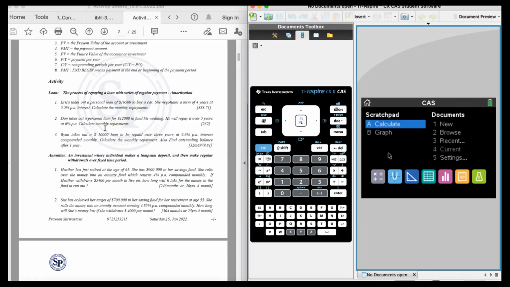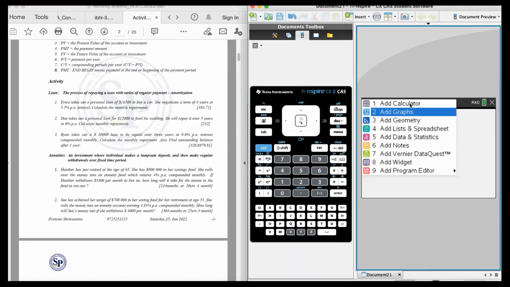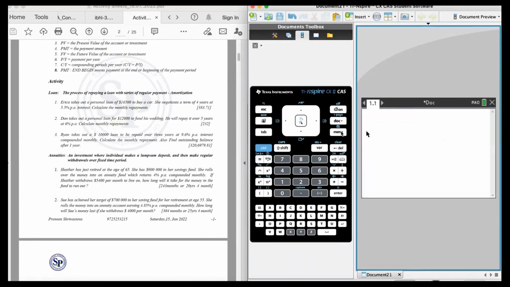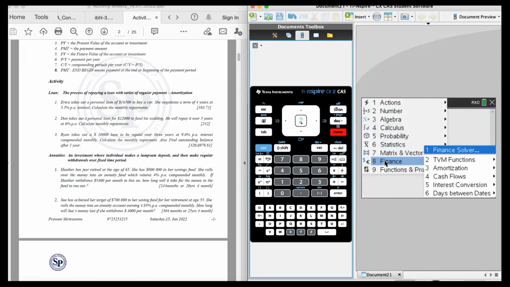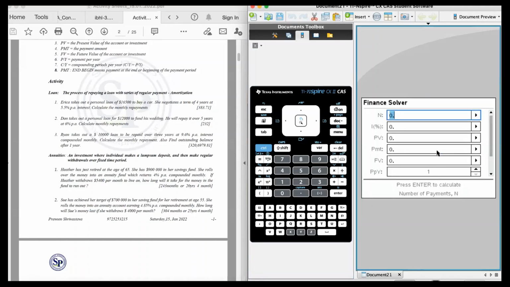Now, to begin any workings, first you need to select new. Now you need to go into the calculator mode, menu. And in the menu, you will go into the finance solver here. Here, the first thing they are asking, this is called your package, and through the package you need to find the answer. We need to find the PMT here.